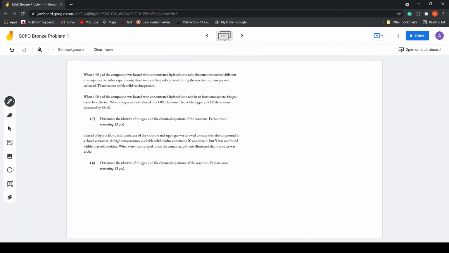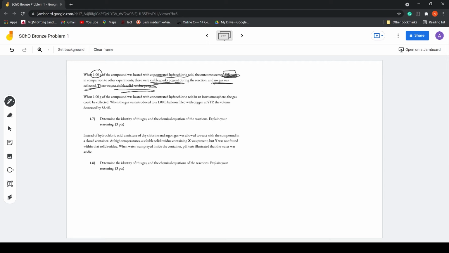So now to the final question. When 1 gram of the compound was heated with concentrated hydrochloric acid, the outcome seemed different in comparison to the other experiments. It's different. Okay, so we have to throw our knowledge out the window about just X reacting and forming hydrogen gas and whatnot, right? Let's look at it: there were visible sparks present and no gas was collected. There was no visible solid residue. Okay, so this is a lot of important information.